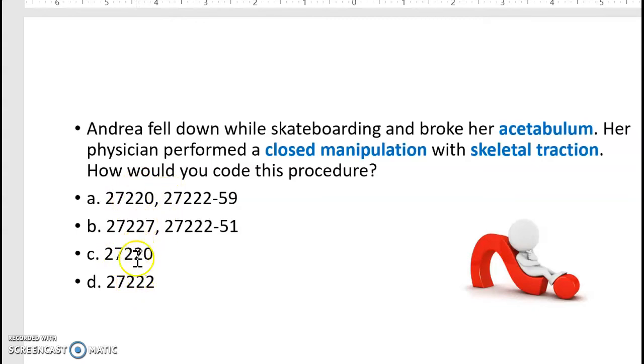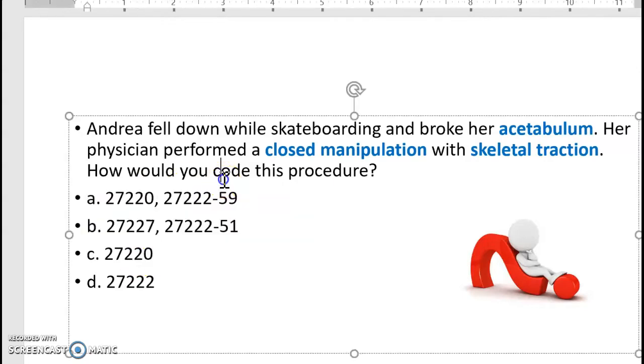So we have to know whether I choose one or both. With the modifiers given to you, you have to make sure you understand these modifiers really well. And you have a 27222 code just by itself. So how do I start? Where do I start? That's a question you will be facing in the CPC exam. So I did highlight the main terms and subterms for you.